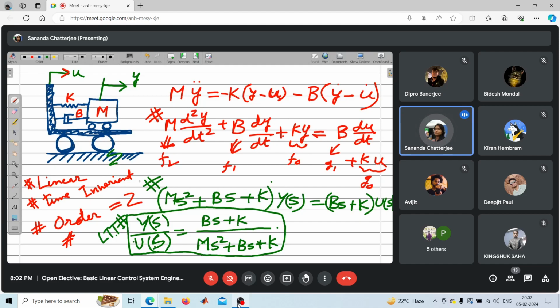Again, we can have a state space representation of a system. Just now we have discussed the state of the system. We can describe it using independent energy storing elements. In this case there are two energy storing elements, and we will take the variables that are responsible for representing the stored energy of the system. That is, for the spring it is the displacement of the spring, and for the mass it is the velocity of the mass.